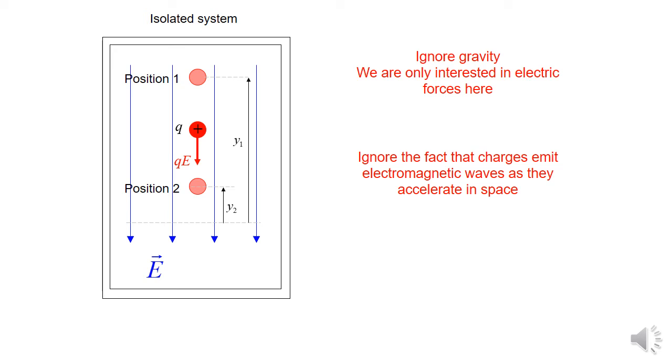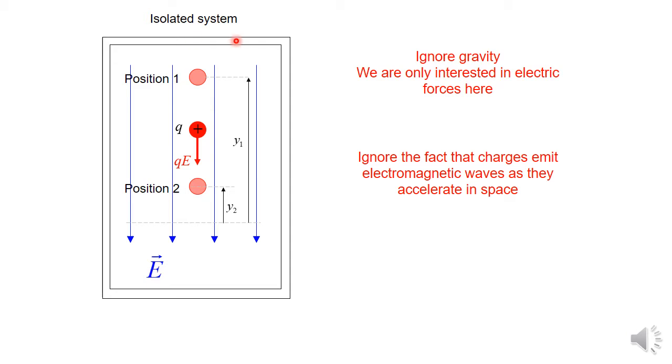Okay, so let's take the equivalent problem in the electric case for a charge and an electric field. Imagine you have a positive charge at position 1, and you let it go. Of course, when you have a positive charge and the electric field is pointing downward, the charge will accelerate downward and it'll arrive at point 2.